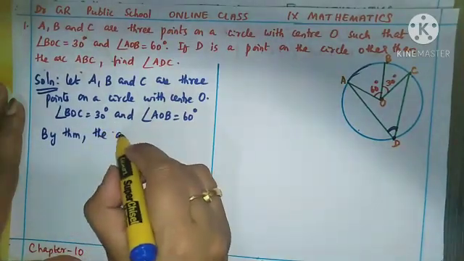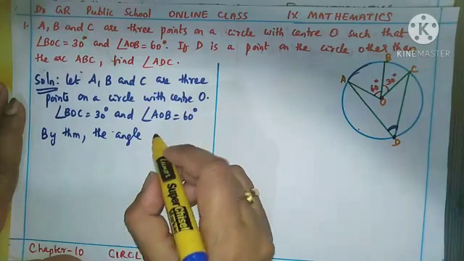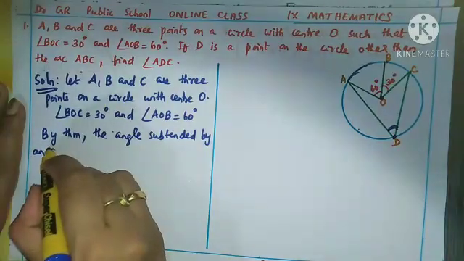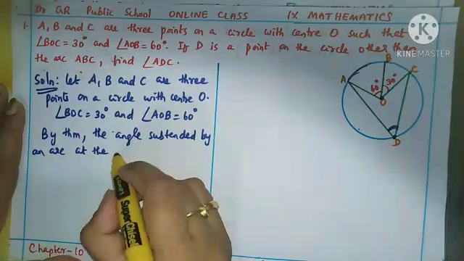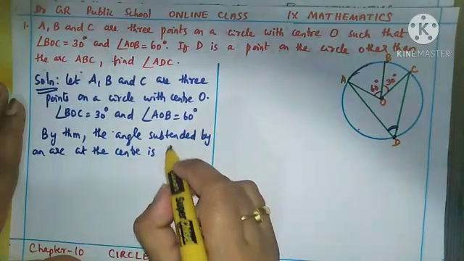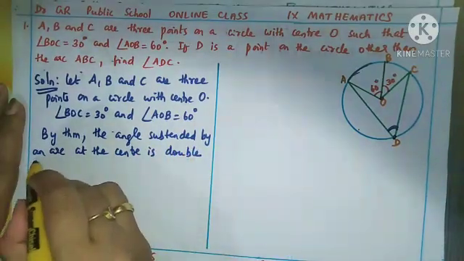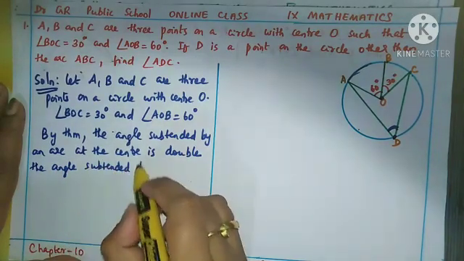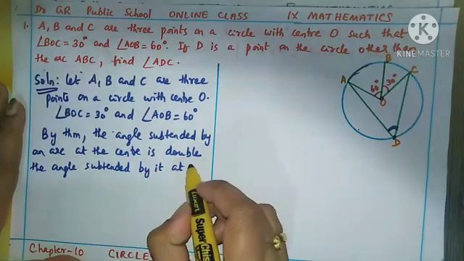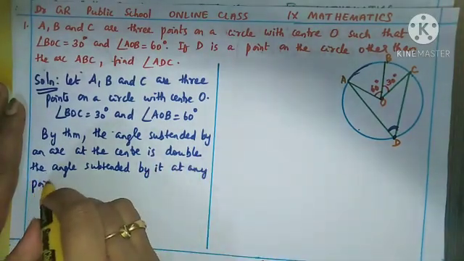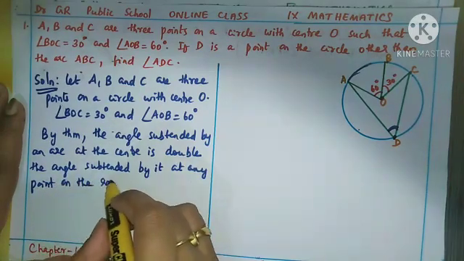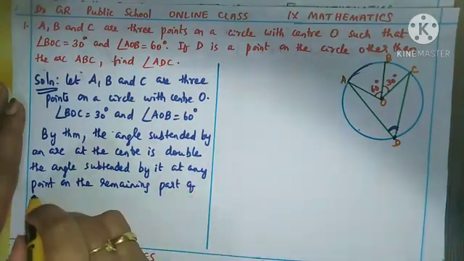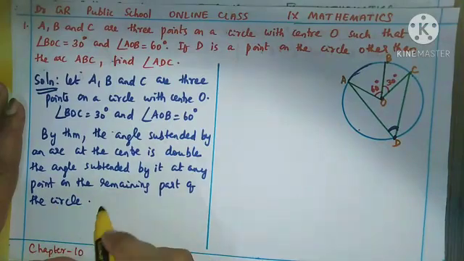The angle, and memorize the statement of the theorem. The angle subtended by an arc at the center is double the angle subtended by it at any point on the remaining part of the circle. On the remaining part of the circle. So using this statement, what we have?